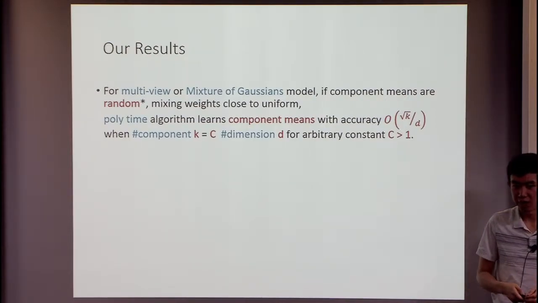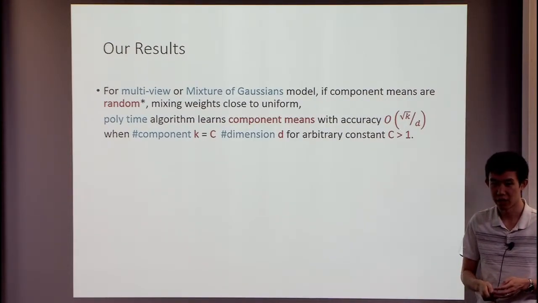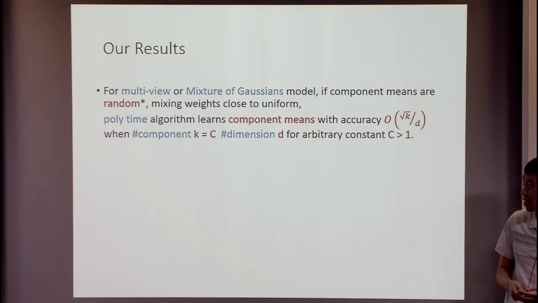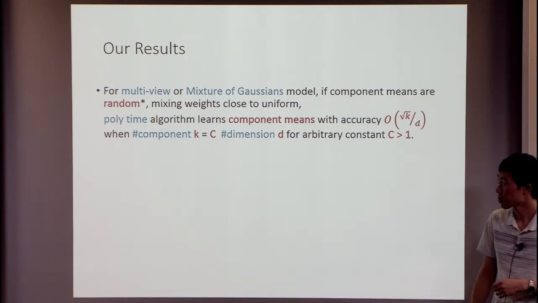We have a set of deterministic conditions. All those conditions are satisfied with high probability for random vectors. And here I just state random for simplicity.